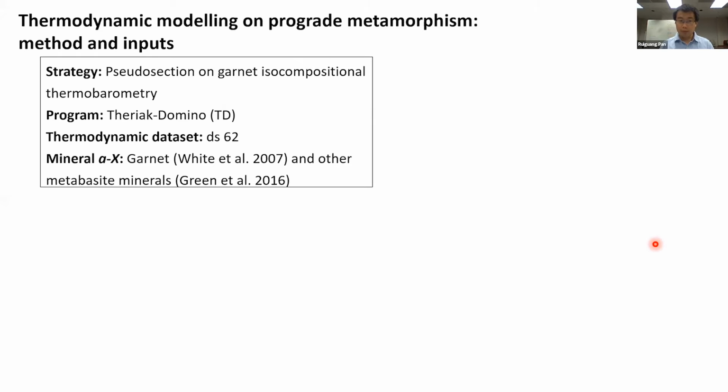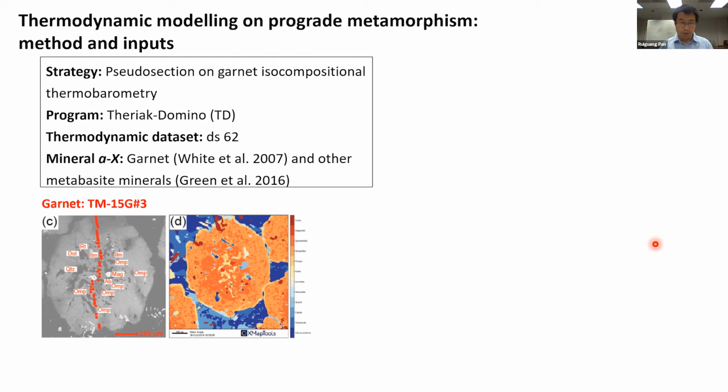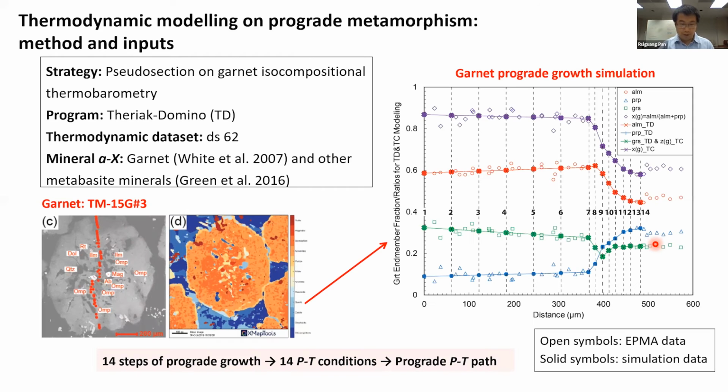We mainly use thermodynamic modeling to calculate the peak metamorphic conditions and also the fluid events in this study, mainly by constructing a series of pseudosections. The program for the modeling we use is Perple_X, and the dataset we use is DS62. The major mineral a-x relations for the garnet are from White 2007, and the other metabasite minerals mainly follow the suggestion of Green 2016. We use a zoned garnet in this eclogite sample, and we measured its composition using EPMA analysis. As you can see, this is the measurement track, and this is the compositional profile.